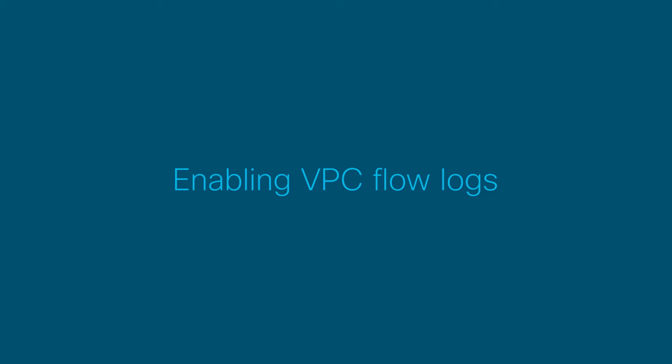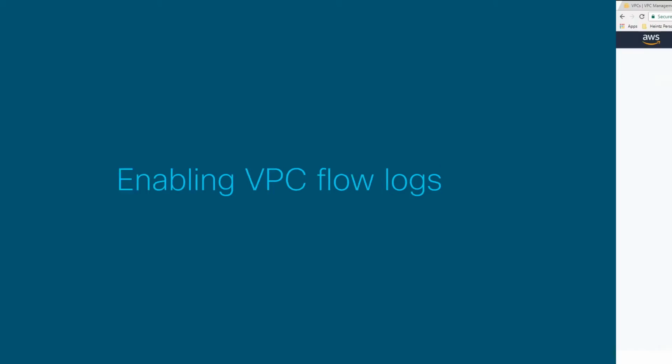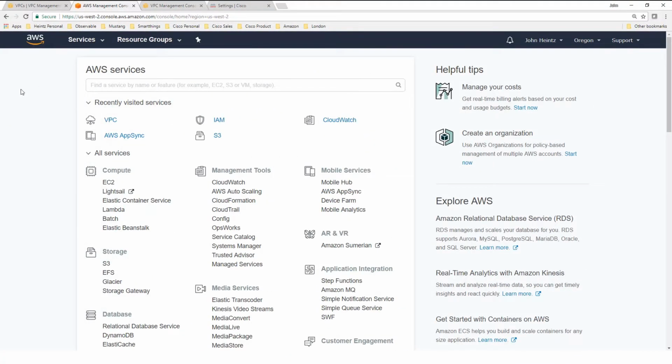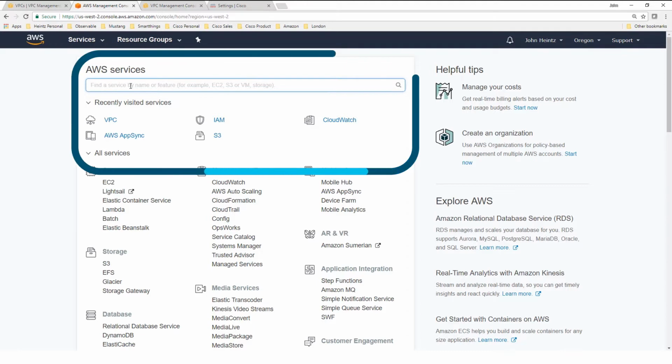In this video, we're going to cover how to set up your Amazon Web Services account for the Stealthwatch Cloud service. We're going to start by enabling VPC flow logs. Log into your console and type VPC in the search bar and you'll pull up the VPC menu.